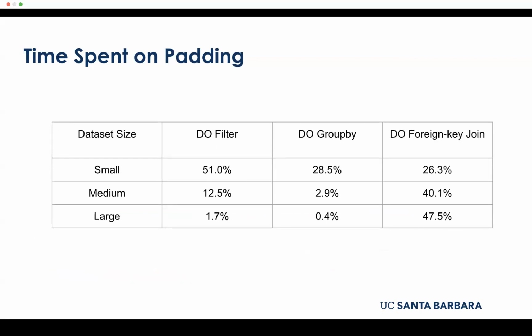As you can see, as the data set gets larger for our DO operators, the time spent on dummy tuple padding is lower. But for the DO foreign key join, the time spent on padding increases. This is because in DO foreign key join, we need an oblivious sort, and within that oblivious sort, we need to do a lot of padding. Currently, we do not have a differentially oblivious sort to integrate into our foreign key join, which is another future work.